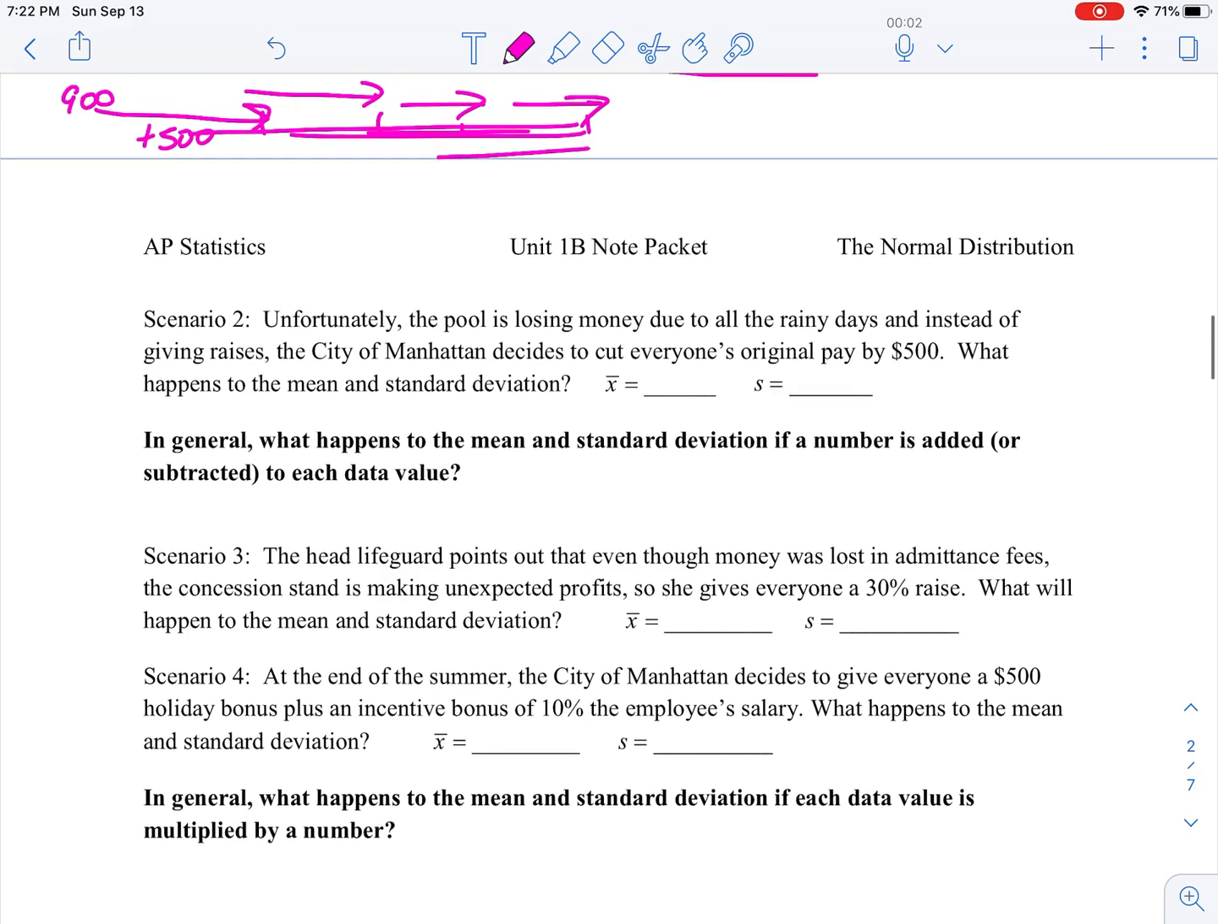All right, so scenario 2. Unfortunately, the pool is losing money to all the rainy days. Instead of giving raises, the city employee decided to cut everyone by $500.